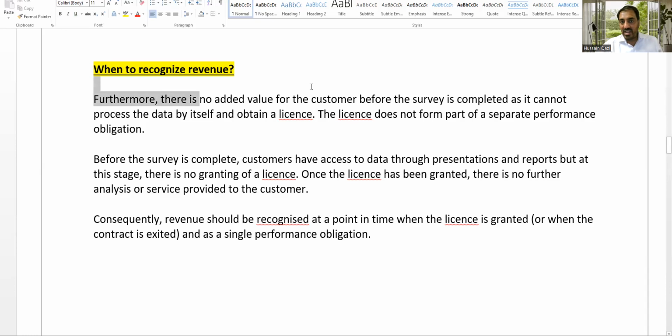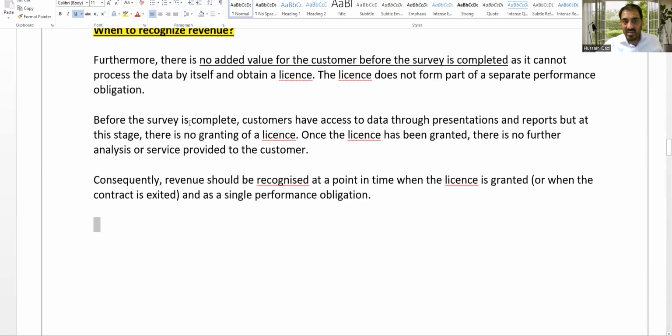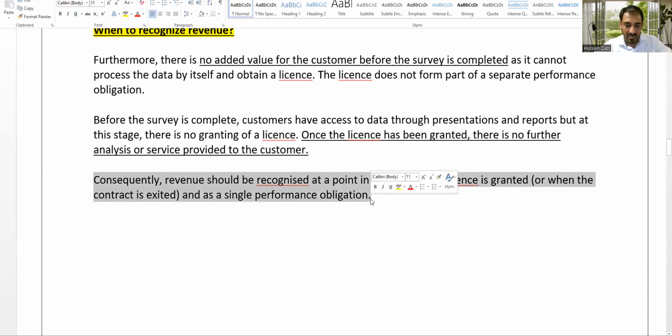Furthermore, there is no added value to the customer before the survey is completed, as it cannot process data by itself or obtain a license. The customer cannot process the data before the final work is complete. So the license does not form part of a separate performance obligation. Once the survey is complete, the customer has access through presentations and reports, but at this stage there is no granting of license. Once the license has been granted, there is no further analysis by the company. Consequently, revenue should be recognized at a point in time when the license is granted, as the contract is a single performance obligation.